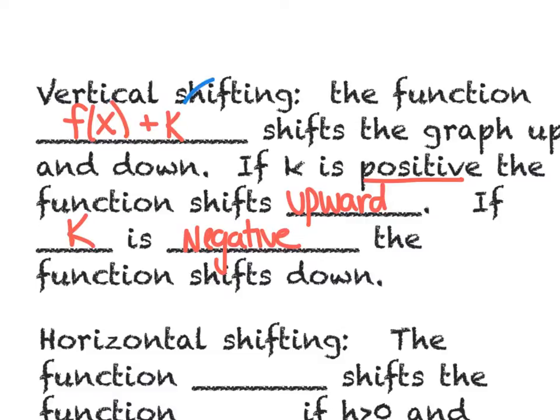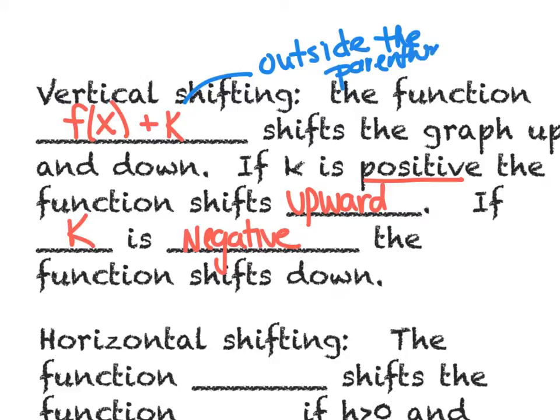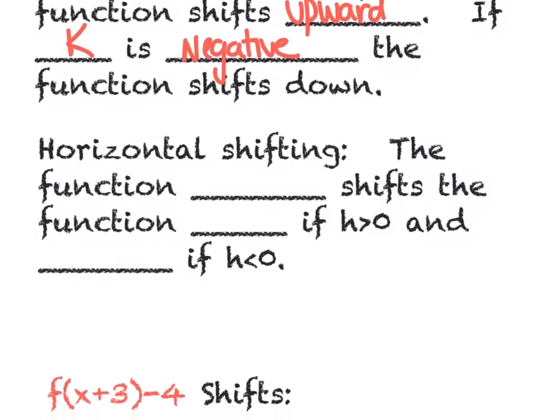Now here's where I make a little note to myself. Do you notice this k is outside the parentheses? Perhaps you should make the same note to yourself. The k value, or the vertical shift, is sitting outside of the parentheses here. Now you're probably guessing I'm saying that for a reason. Guess where the horizontal shift is sitting?